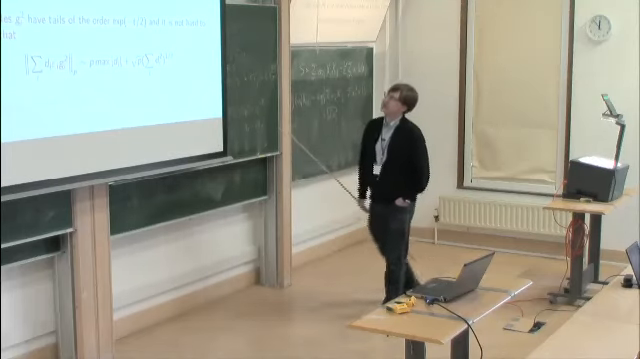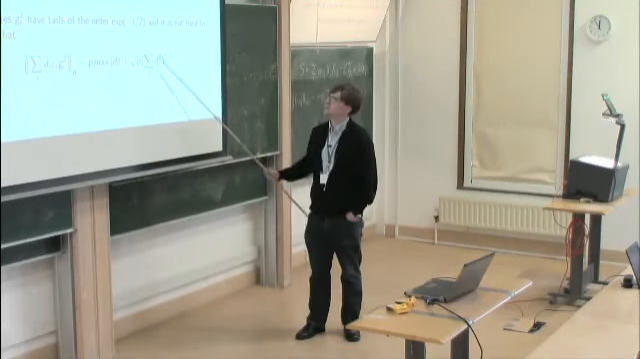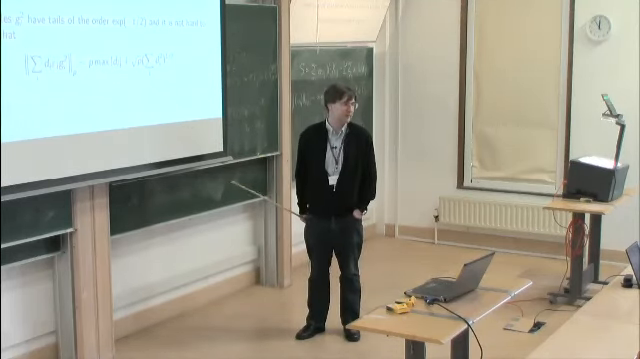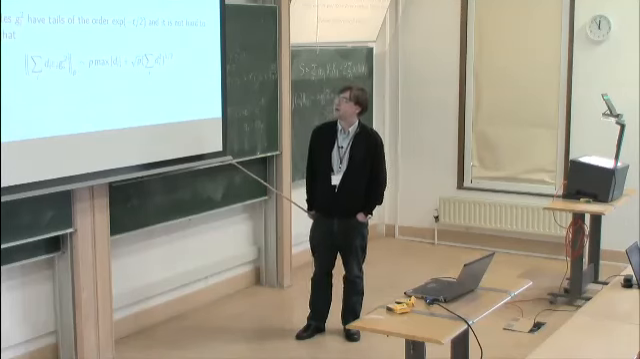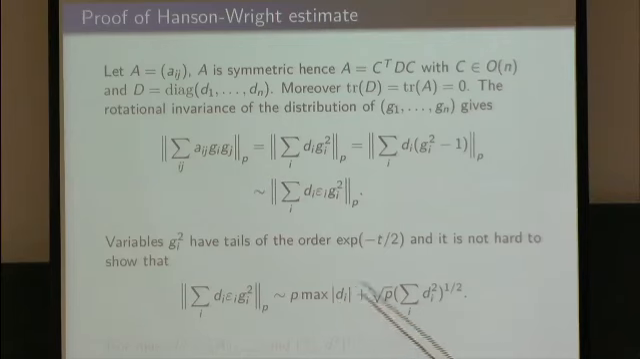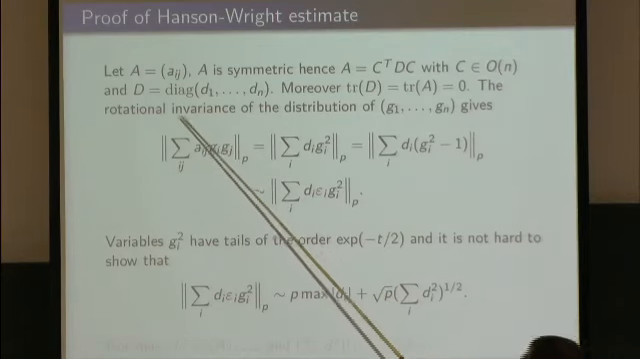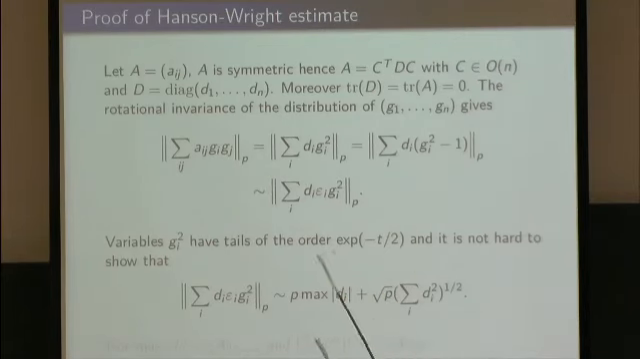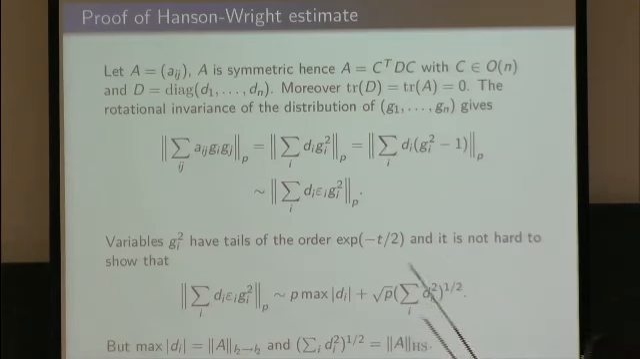But here it's not very hard to show both upper and lower bounds. Okay, so now we should look at what the maximum d_i is. Maximum d_i is the operator norm of D, and the operator norm of D is the same as the operator norm of A. So this is the L2 to L2 norm of A.